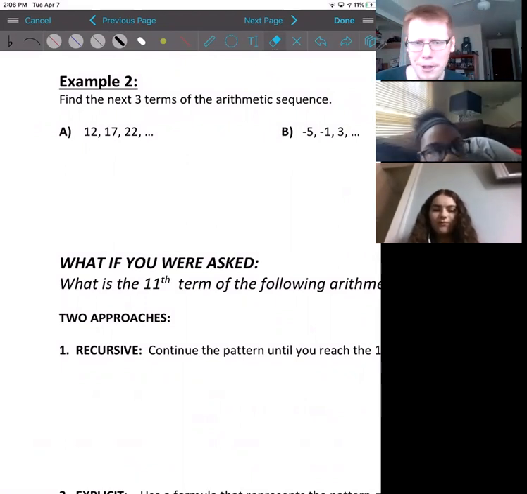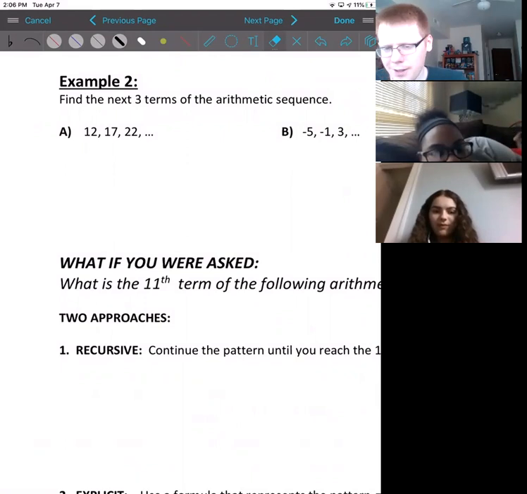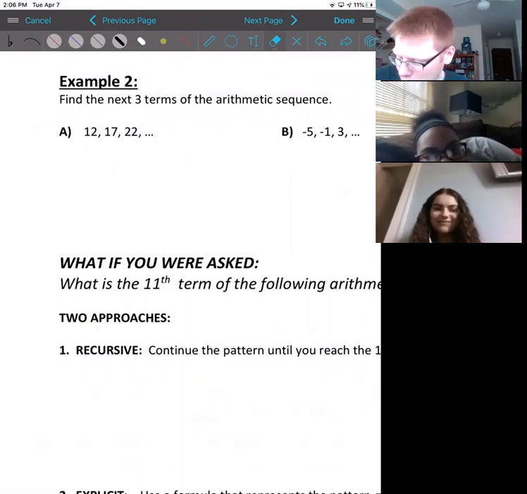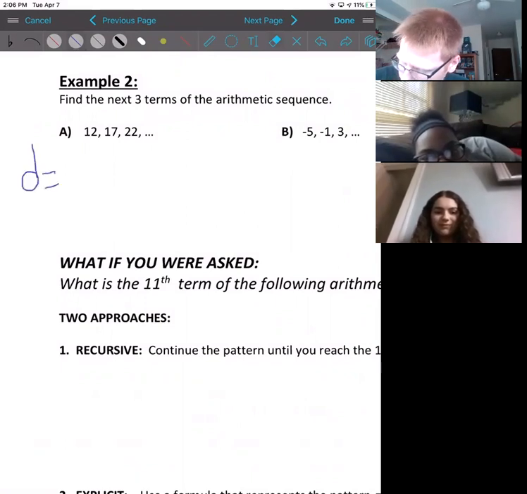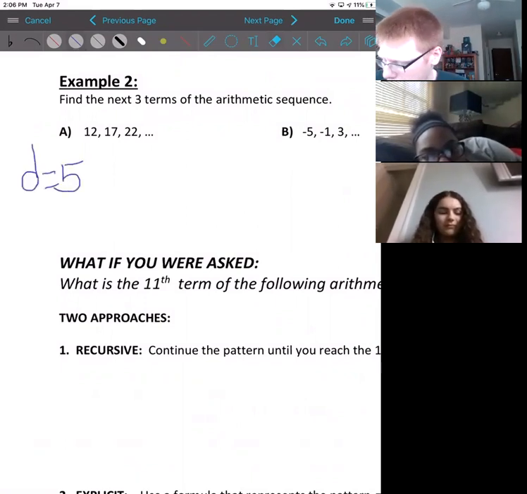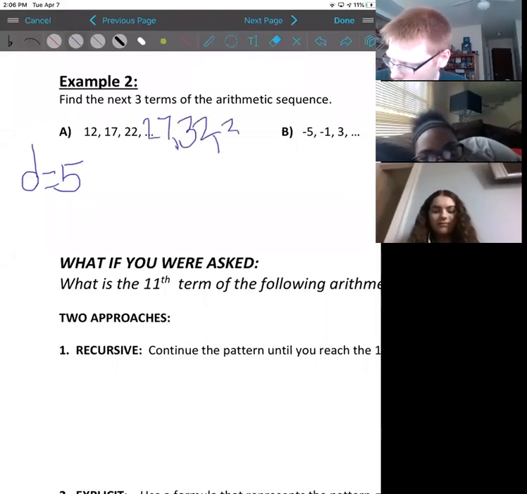So, looking at example A, what's the common difference? 5. So it's going up by 5 each time, so you would just add 5. They want us to find 3 more, so you'd have 27, 32, and 37.